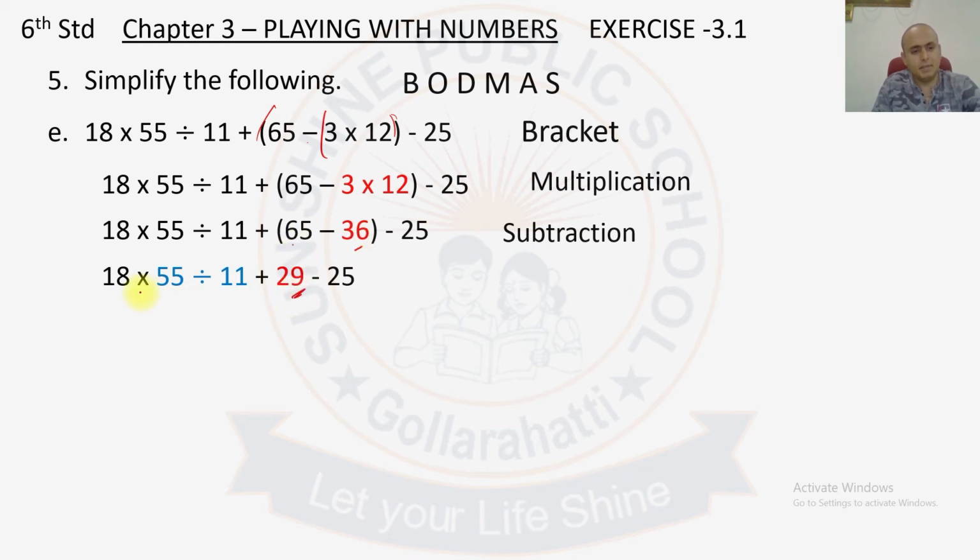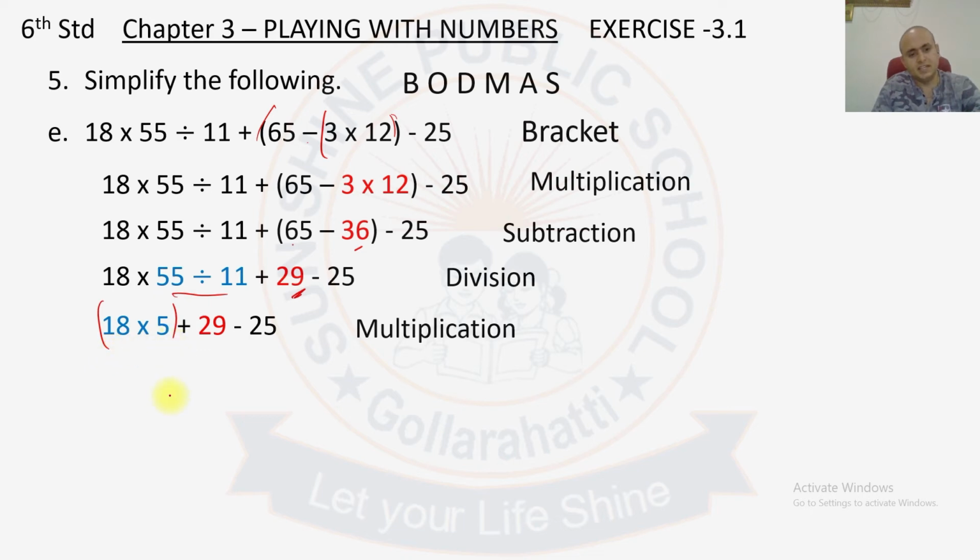Here you have again multiplication, division, addition and subtraction. So here you can divide first. You should divide first according to BODMAS rules, that is division. 55 divided by 11 is 5. Now you have multiplication, addition and subtraction. Here multiplication first. That means you have to multiply 18 5s, you get 90.